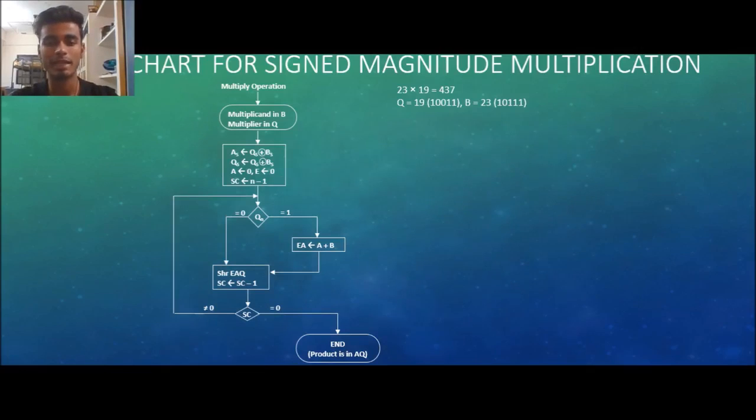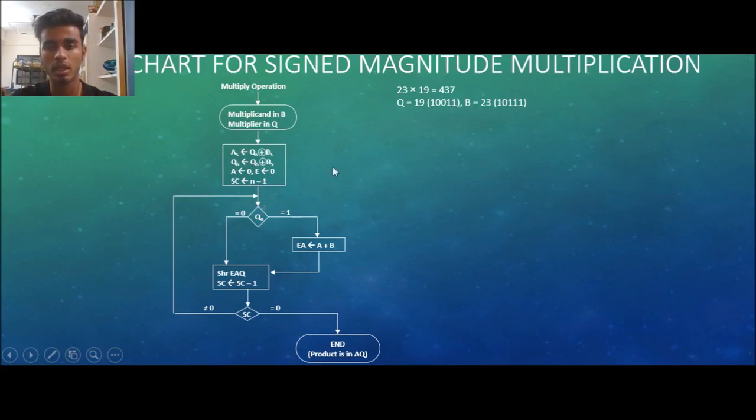Flowchart for signed magnitude multiplication. Here we see a flowchart for the signed magnitude multiplication. We take the multiplicand in B and the multiplier in Q. We set AS as QS XOR BS and QS as QS XOR BS. Then we set A equals 0, E equals 0, and the sequential counter as n minus 1.